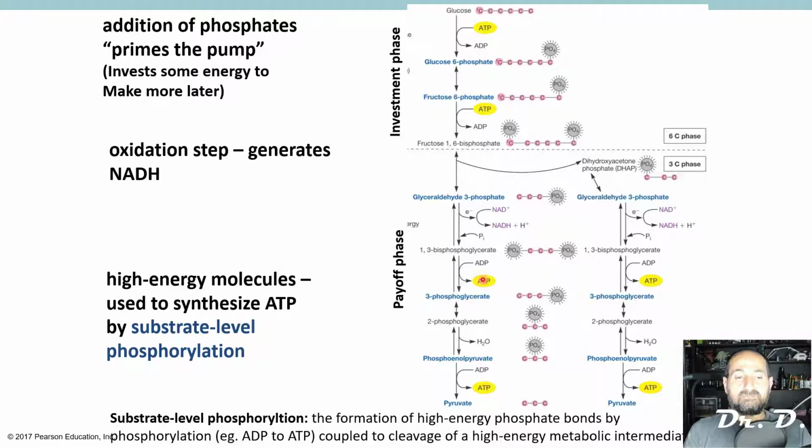ATP. So you've made 2 ATP, and that happened to each of these 2 glyceraldehyde 3-phosphate. So you've actually made 4 ATP, right? Because you had 2 of these glyceraldehyde 3-phosphates. So you invested 2 ATP. You made back 4 ATP. So how many ATP did you net?